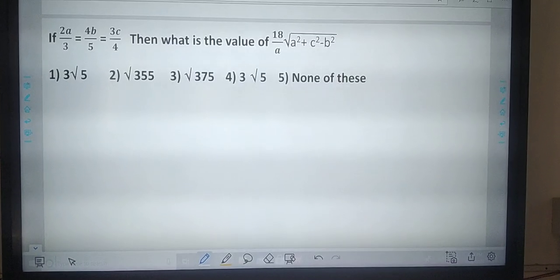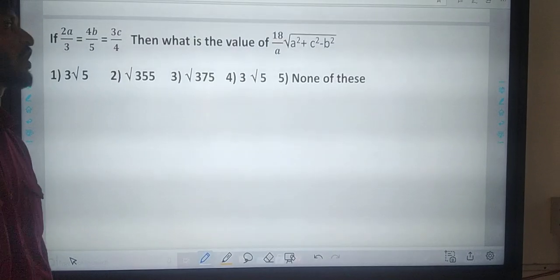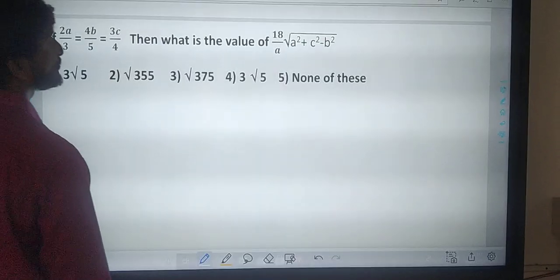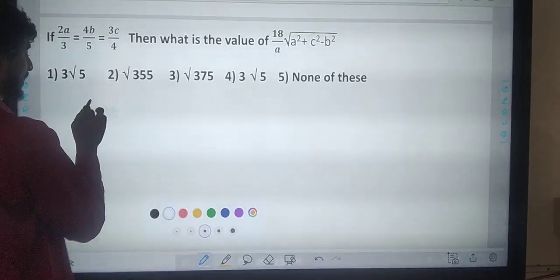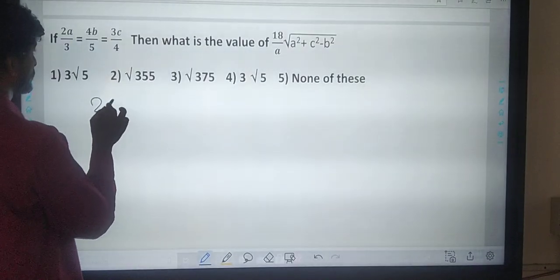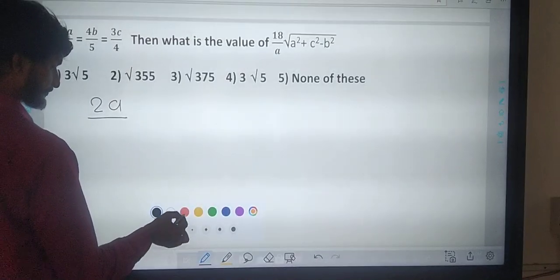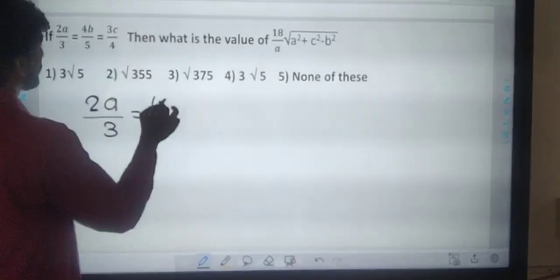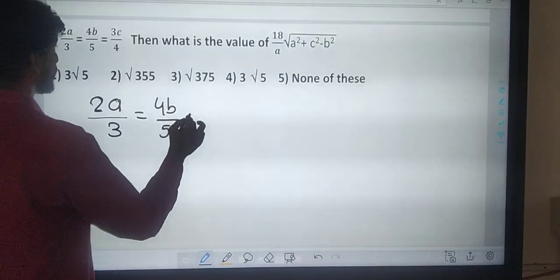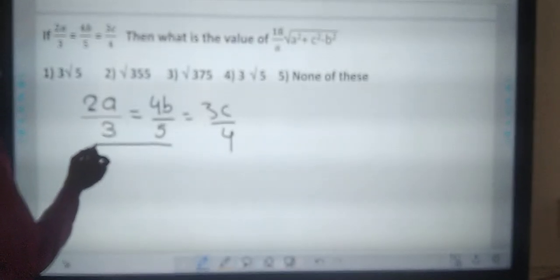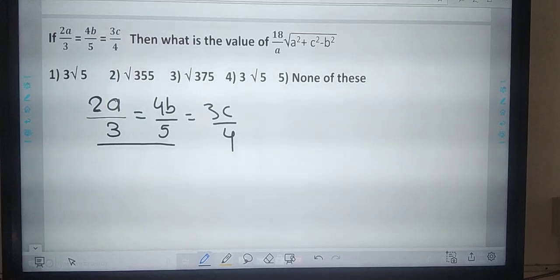If 2a upon 3 is equal to 4b upon 5 is equal to 3c upon 4, then what is the value of 18 upon a under root a square plus c square minus b square? Now here we write 2a upon 3 is equal to 4b upon 5 is equal to 3c upon 4. First we find the ratio of a to b to c.